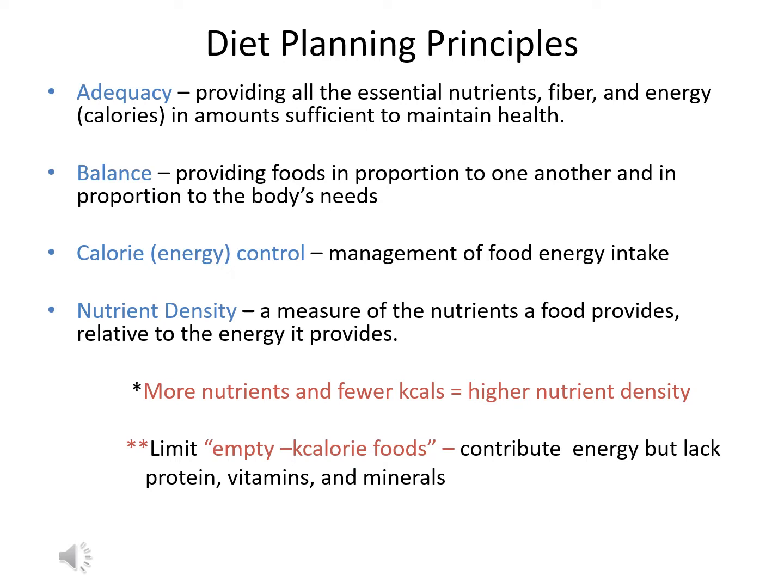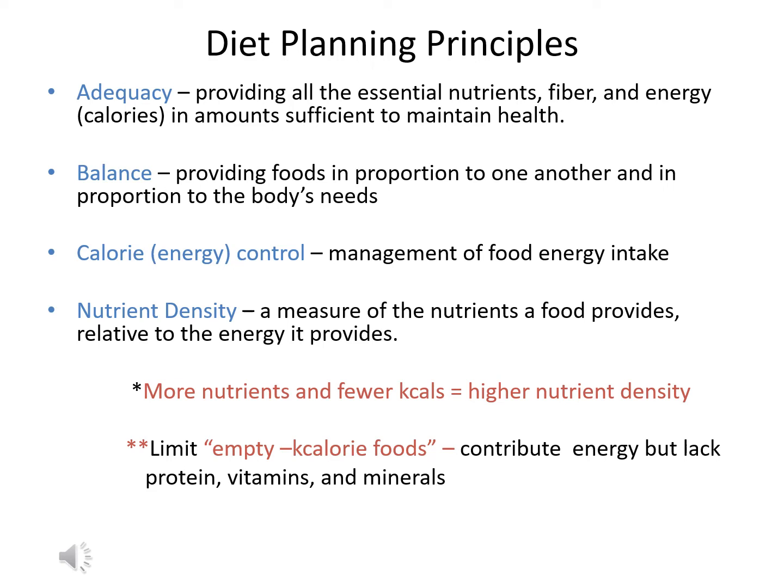So with these diet planning principles, the first one to note is what's known as adequacy, simply defined as providing all the essential nutrients, fiber, and energy, meaning the calories, in amounts that are sufficient to maintain our health. So basically just making sure that we are making selections that are going to cover all of the bases as far as adequate nutrients go. For example, making sure that we're taking in enough calcium. Calcium for bone health, for bone density, would fall under this example.